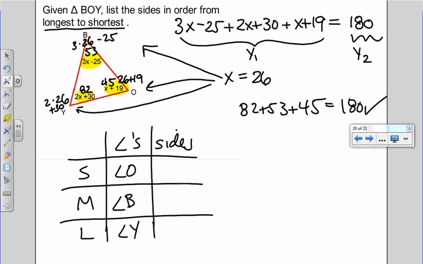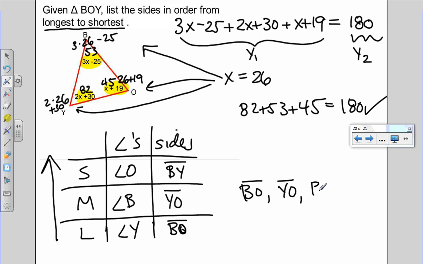Now it's just a matter of getting the sides. So cover up angle O with your finger, and you'll see BY is across from it. Cover up B with your finger, and you'll see that YO is across from it. Cover up angle Y with your finger, and you will see BO is across from it. We want to list them from longest to shortest. BO is largest, YO is second largest, BY is the shortest. Remember that you might also see it BO bigger than YO bigger than BY.